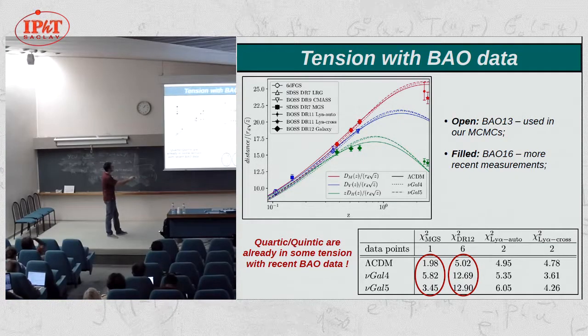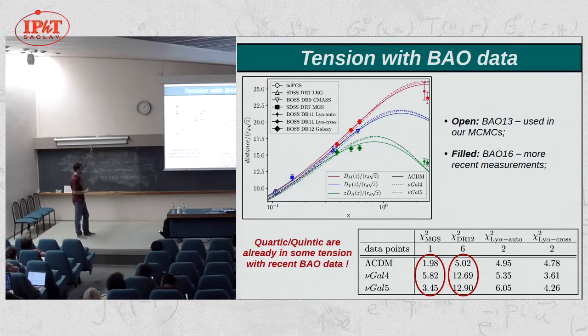Solid is lambda CDM, dot and dash is quartic and quintic. The filled points, the open symbol, this one, and this one are the ones we use in our MCMCs, and the faded ones are the ones we didn't use. But basically, here I'm just guiding the eye. There are basically 1.5 and 2.5 sigma tensions with this BAO data set.